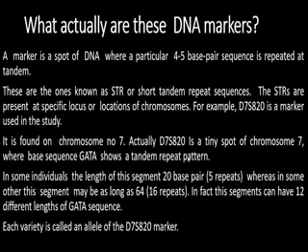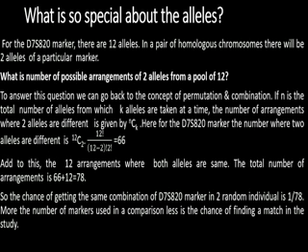It means this GATA sequence is repeated without any space in between. It will look like GATA, GATA, GATA, GATA or GATA, GATA, GATA, GATA, GATA. In some individuals, the length of this segment is 20 base pairs, that is 5 repeats, whereas in some others, the segment may be as long as 64 base pairs. In fact, these segments can have 12 different lengths of GATA sequence. Each variety is called an allele of the D7S820 marker. For the D7S820 marker, there are 12 alleles.